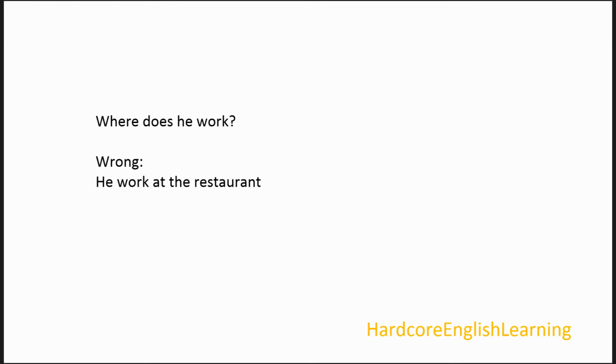Actually, there are two mistakes. Did you catch them both? Is the tense correct? Where does he work? That is present tense. He work at the restaurant. Work is present tense, simple present tense. The tense is correct. He work, S. She, he, it, name, SSS. We did not use the S form. He works. So that was a mistake.